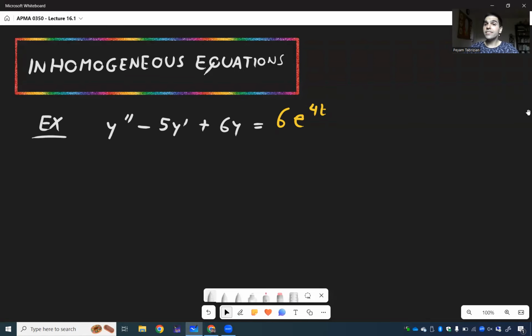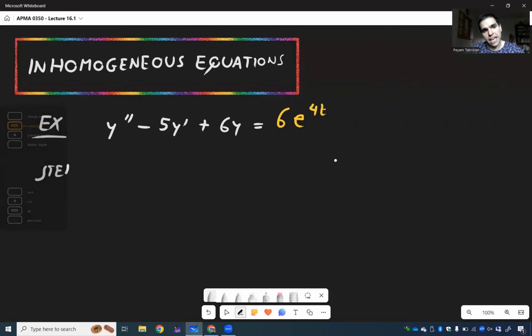What if the right-hand side of our ODE is non-zero? In this case, we get what's called an inhomogeneous equation. So in particular, let's try to solve y double prime minus 5y prime plus 6y equals 6e to the 4t. And what I'll tell you now is some skeleton, and then soon we can fill out the details.